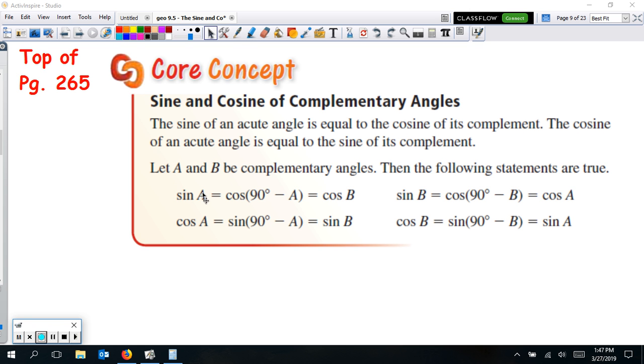And the reason is because you could do this as the sine of A is the cosine of 90 degrees minus A, which would be what the cosine of B would be. So really just to remember what we were just talking about in the pattern that we saw, sine of A is the same as cosine of B. And so we can just remember that's what this is called, the sine and the cosine of complementary angles.